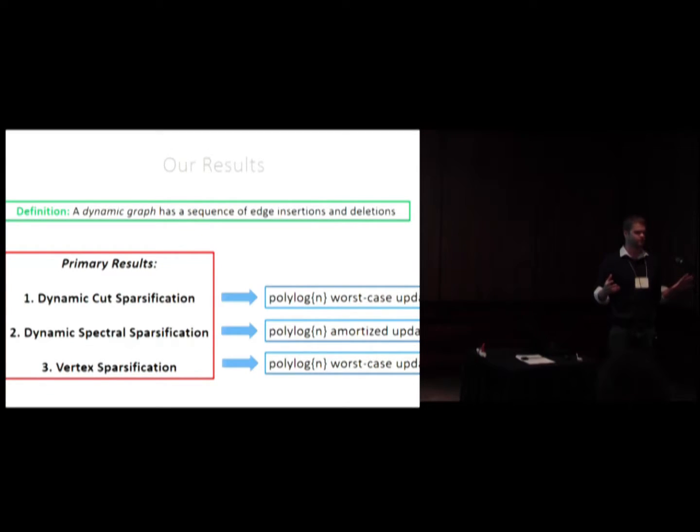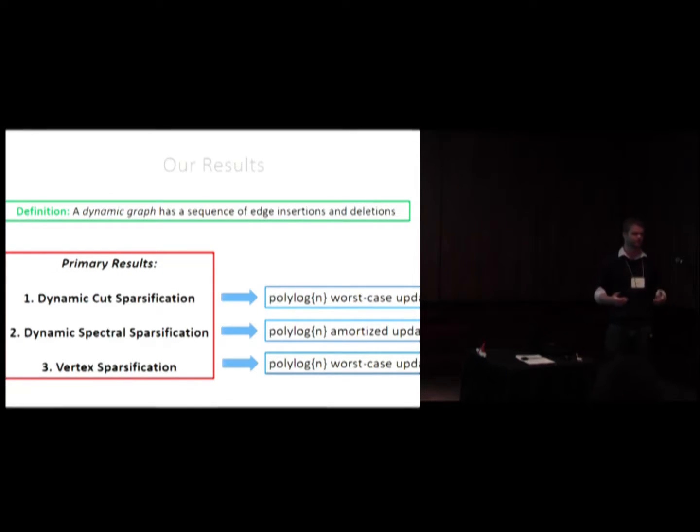So just to give a sense of what this means, we have our original graph, we have a sparsifier. We want that for each insertion and deletion of an edge, we maintain the data structure of our sparsifier. So anytime somebody asks us what does the sparsifier look like after any edge insertion or deletion, we should have a data structure that represents the sparsifier, and we can tell them exactly what that is. So these three results, as I have on the side here, we get a polylog worst case update time for the cut sparsifier, a polylog amortized update time for the spectral, and a worst case polylog for the vertex sparsifier.